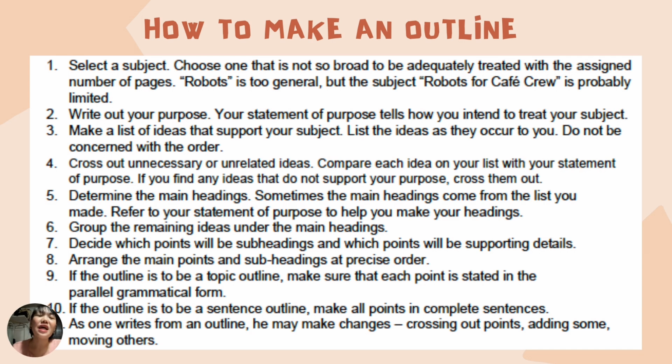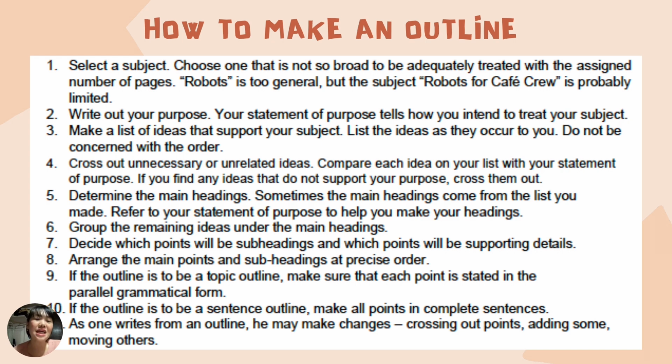So when we are making an outline, we must select a subject. Choose one that is not so broad to be adequately treated with the assigned number of pages. Robots is too general, but the subject robots for cafe crew is probably limited. Number 2, write out your purpose. Your statement of purpose tells how you intend to treat your subject.